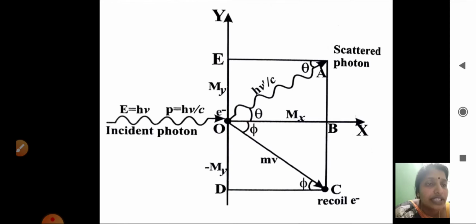For this, sin phi equals minus my by mv. Therefore my equals minus mv sin phi. This is the triangle OCD.